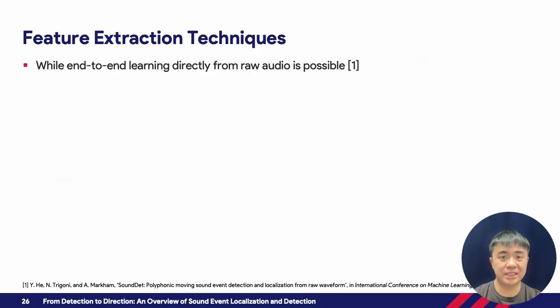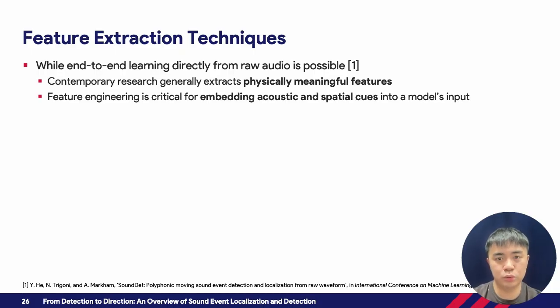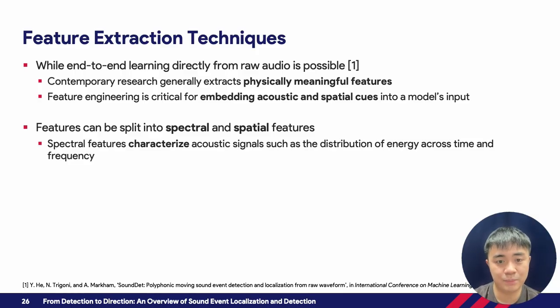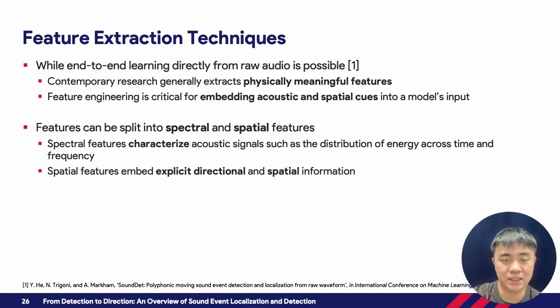Now, while some research has explored learning directly from raw audio, most state-of-the-art SELD systems rely on feature engineering. So the goal here is to explicitly extract and embed physically meaningful cues into the model's input. We can broadly split these features into 2 main types. First, spectral features, which describe the acoustic content, or the what part of the signal, like its frequency content over time. The second is spatial features, which embed the explicit directional information, or the where part of the signal.